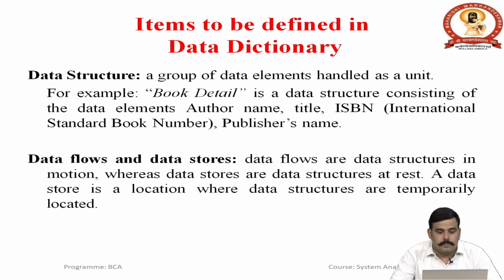And data flows and data storage, that is the third element that we have to define while creating a data dictionary for a system. Data flows are data structures in motion. Some data is flowing from source to destination in the system, whereas data stores are data structures at rest. So, a data flow is a data structure which is in motion, which is traveling in the system, and a data store is a data structure which is at rest, which is stored somewhere and is not moving or flowing in the system.